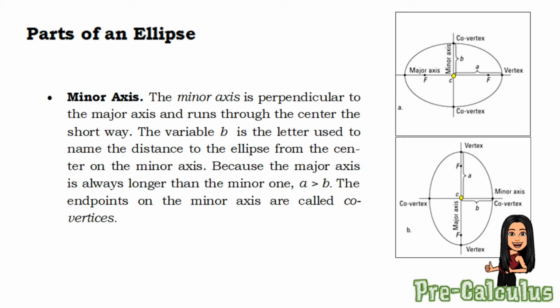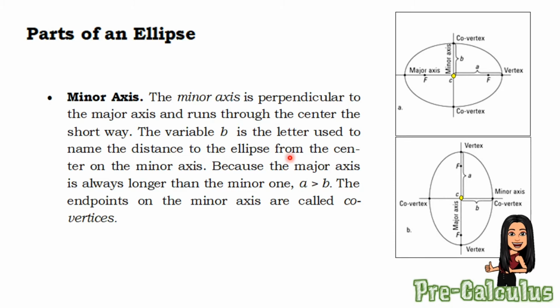For the last part, we will be having the minor axis. The minor axis is perpendicular to the major axis and runs through the center the short way. The variable b is the letter used to name the distance to the ellipse from the center on the minor axis because the major axis is always longer than the minor one. Remember, a is always greater than b. The endpoints on the minor axis are called covertices.